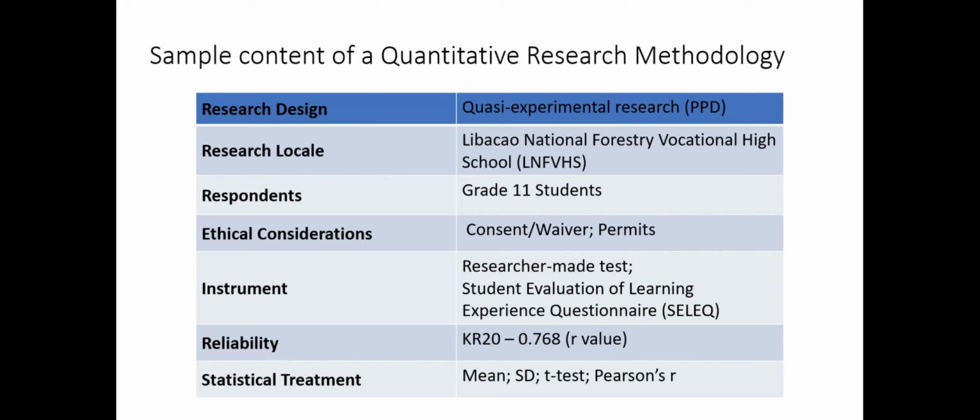Here, I utilize 3 instruments and what type of reliability I will be using. And of course, you could also include there the data collection method, how you're going to conduct the research, and finally, your data analysis. Here, my data analysis will be in the form of statistical treatment. We have mean, standard deviation, t-test, and Pearson's r.